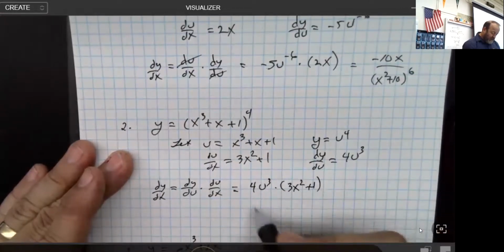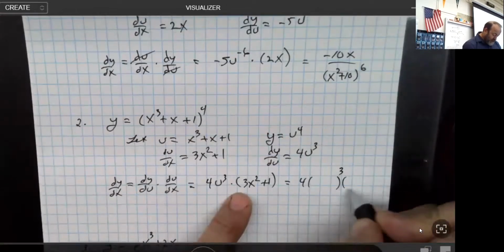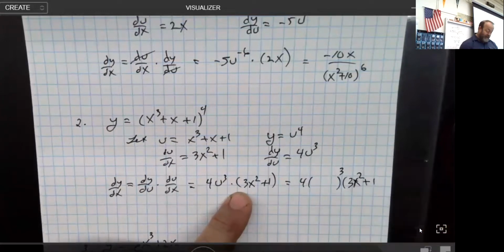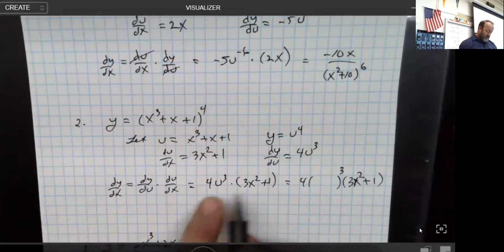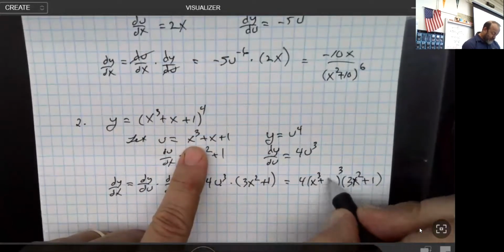And of course, we could have substituted already for what u is, because u was a creation of my own, just to simplify the problem. But I'm going to replace the u right here with this original u right there.